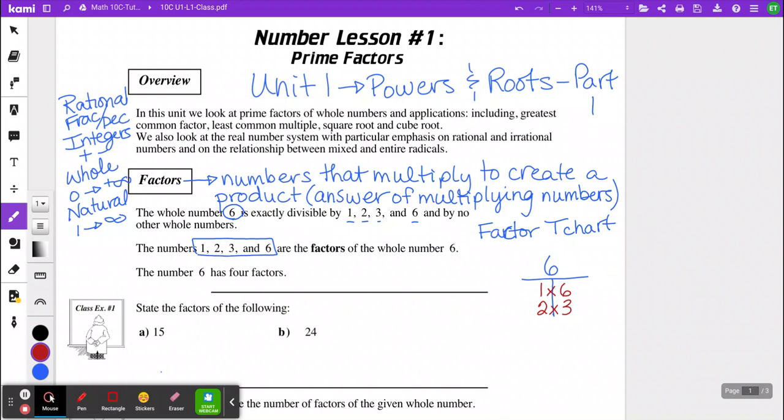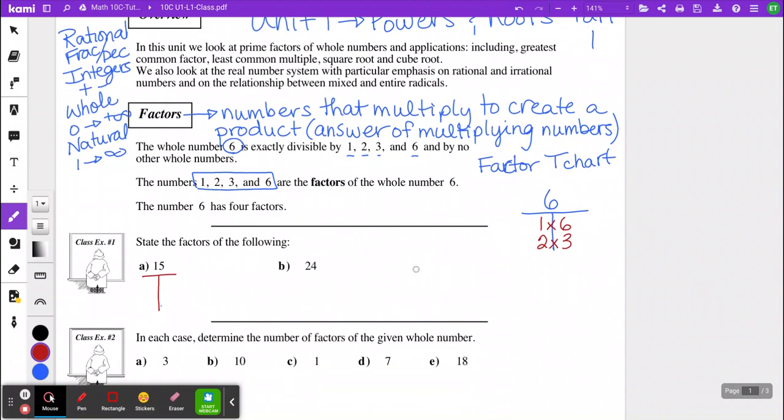Okay, so we're going to do the same thing with the number 15 and the same thing with the number 24. So 15, I'm going to make a factor T-chart, and I've got 1 times 15, 3 times 5, and that's all. So my factors are 1, 3, 5, and 15. If they want us to put them in a set, we would put these curvy brackets around them. Those are called braces. This is now called a set of factors when you put them in those curvy braces.